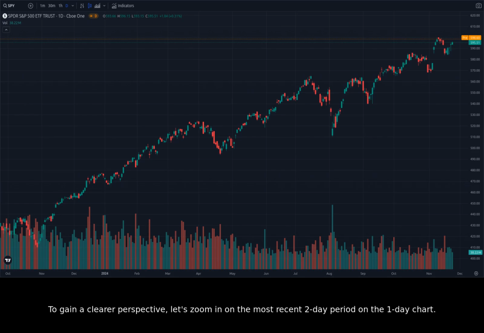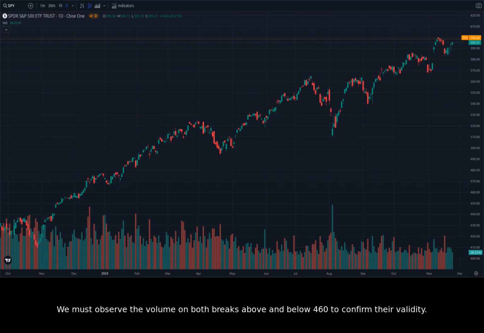To gain a clearer perspective, let's zoom in on the most recent two-day period on the one-day chart. This period showcases the current consolidation and the level at which the price is facing resistance. If we see a decisive break above 460 with increased volume, it would suggest a potential breakout. However, if the price fails to break above 460 and starts falling, it might signal a short-term bearish reversal.